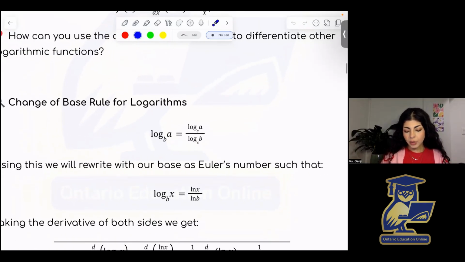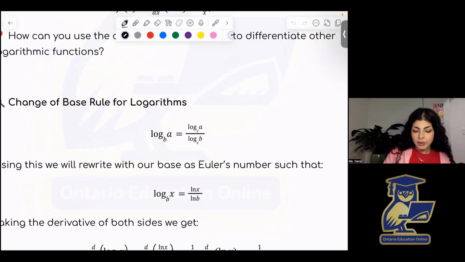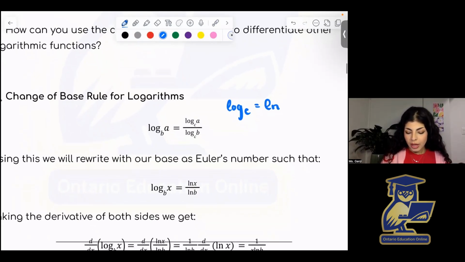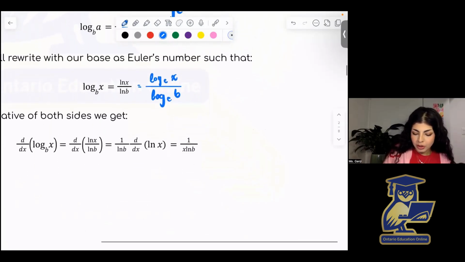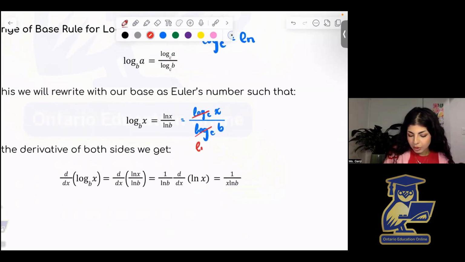Now, rewriting this with Euler's number, and remember that log base e is actually just the natural logarithm, right? And so here, what I did was rewrite this as log base e of x over log base e of b. Okay, there we go. And so these two parts are just the natural log.